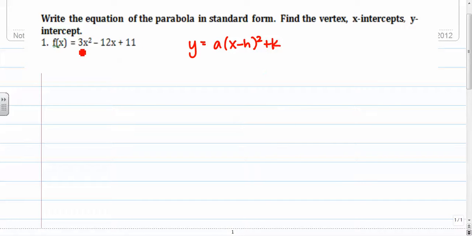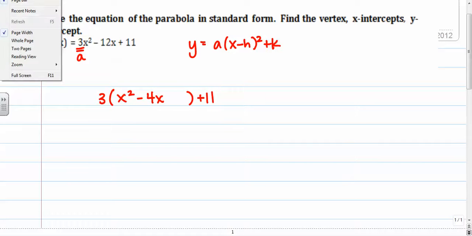The first thing you want to do is factor out your a. Only factor it out, though, of terms that have a variable in it. So it's not like a GCF. I'm just going to pull it out of the 3x squared and out of the 12x. So that leaves x squared minus 4x. I'm going to skip a nice little space there and then keep the plus 11 at the end. Okay, so now I'm going to go back and fill in that space.